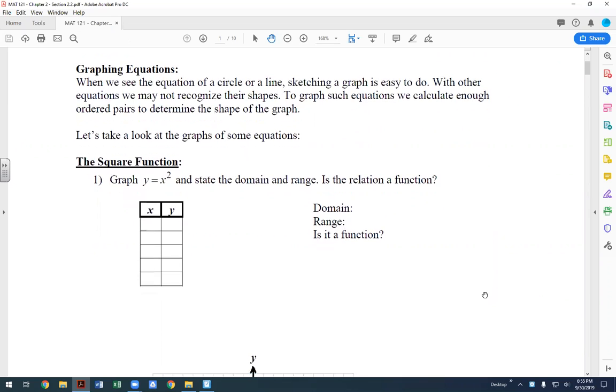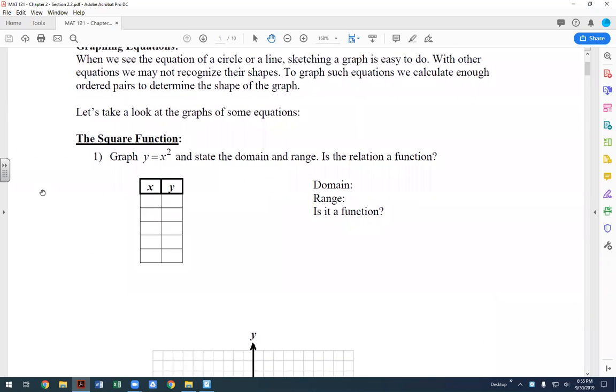So let's start with our first example here. It's your basic square function. We've got y equals x squared. You'll notice we're coming back to our discussion for domain and range here, and they want to know the graph that we get. Is it going to be a function or just a relation?